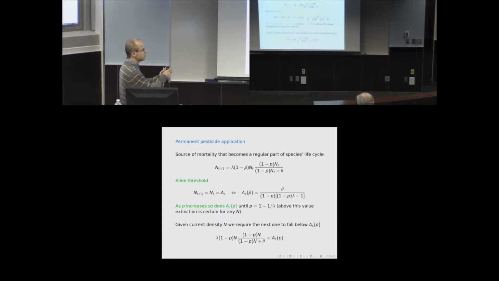We essentially do not affect the population. Well, we do affect the population, but at the same time we increase the Allee threshold. So to eradicate the density, we now need to compare the next population size not to A, but to this A_c of p. So we now have an inequality which on both sides has p, and we can solve it for the proper value of p.